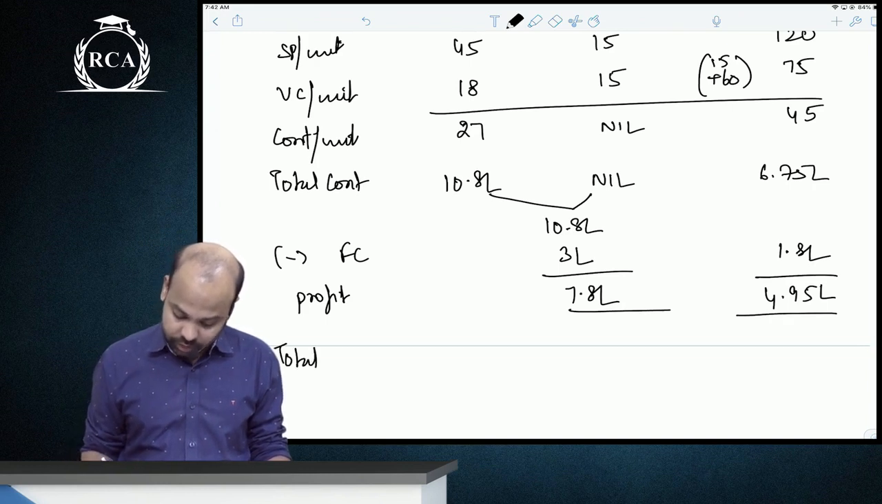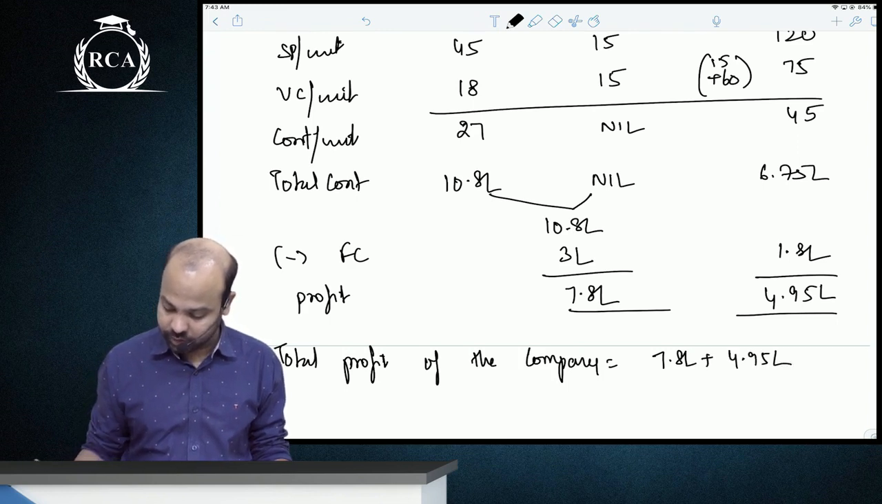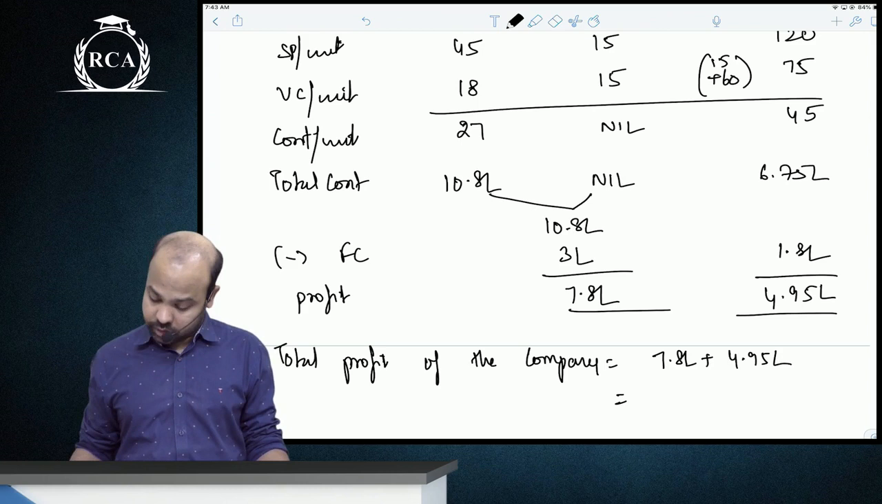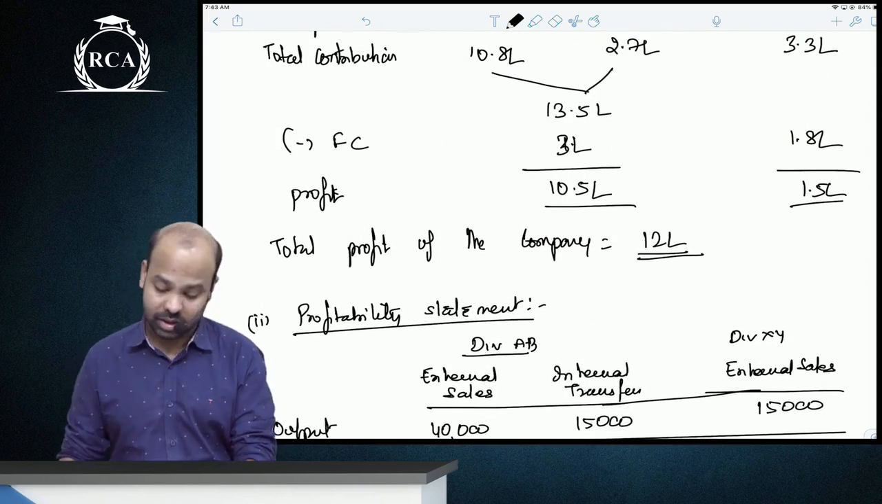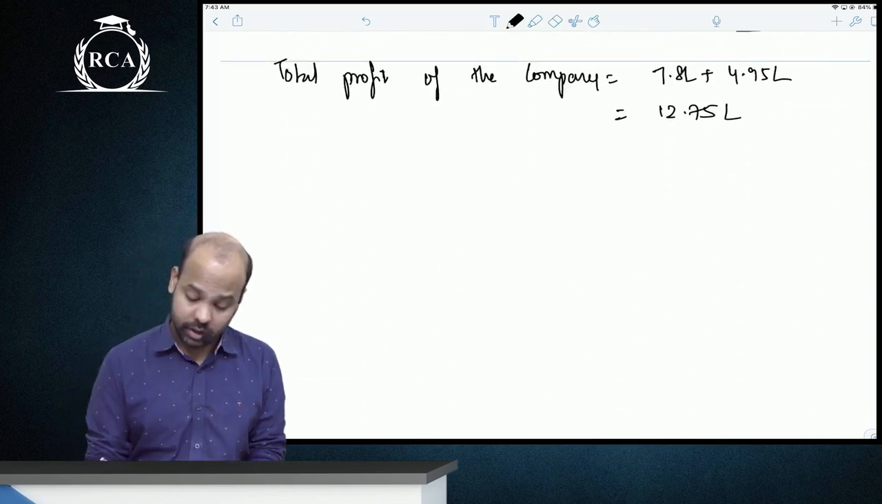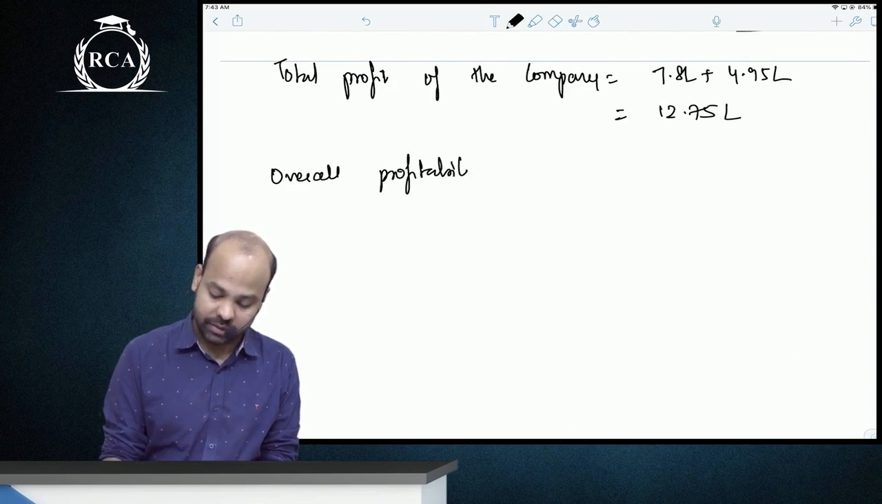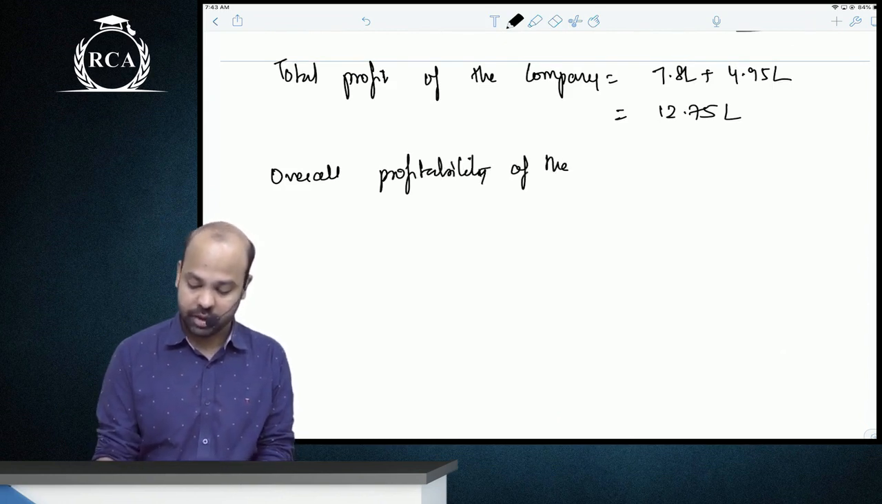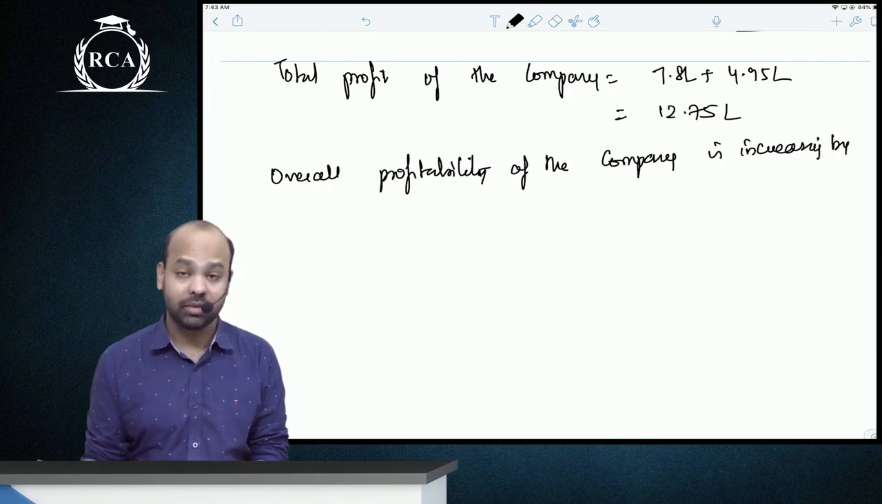The total profit of the company, guys, would be 7.8 lakhs plus 4.95 lakhs, 12.75 lakhs. Earlier, the company as a whole, beta, was making 12 lakh rupees. Now, the company as a whole, beta, is making 12.75 lakhs. Please do not forget, beta, the overall profitability of the company is increasing by 75,000. So if you talk from the company's viewpoint as such, beta, it is viable to transfer 15,000 units.